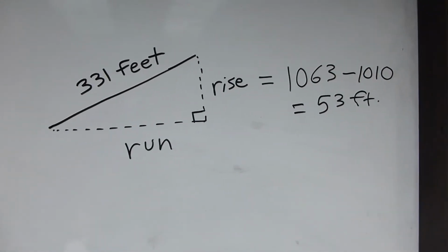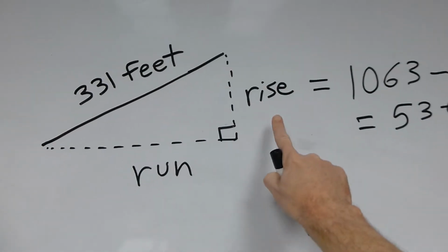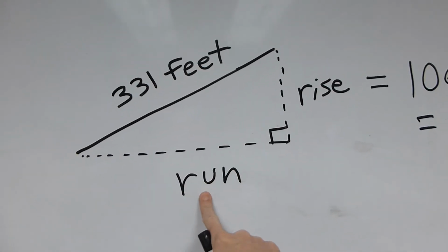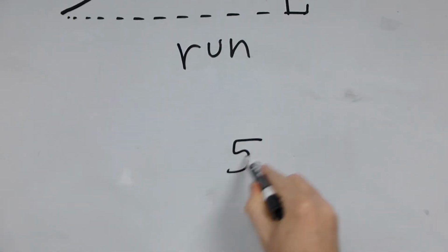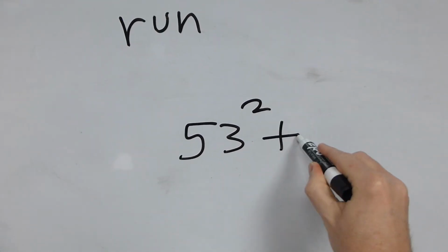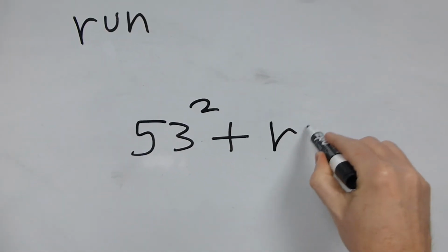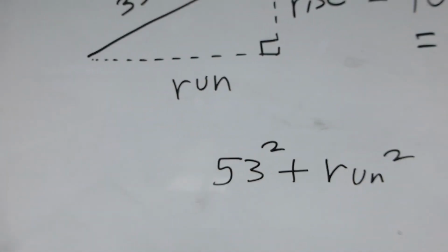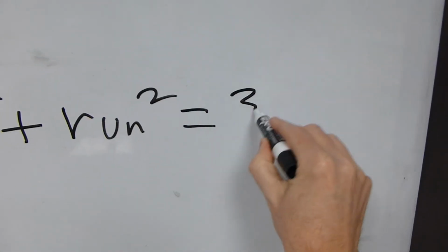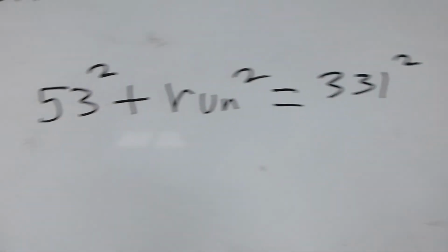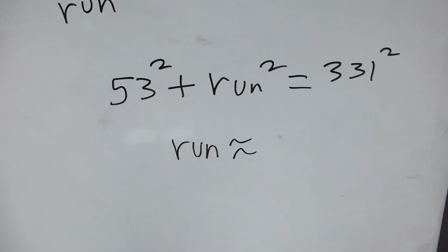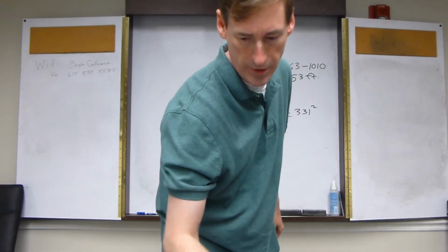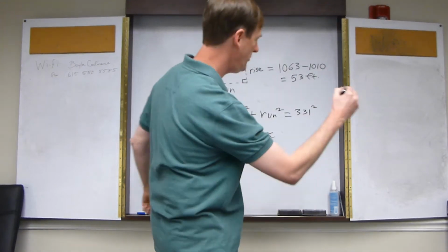Step number 9. How do we figure out if this is 53 and that's 331? Guess how you figure out the missing side. I hope you're already saying it at home. Pythagorean theorem. 53 squared plus run squared, or you could call it b squared, whatever, equals 331 squared. Okay? So the run, if you go ahead and square this out on a calculator, okay, calculator says it is 326.729.